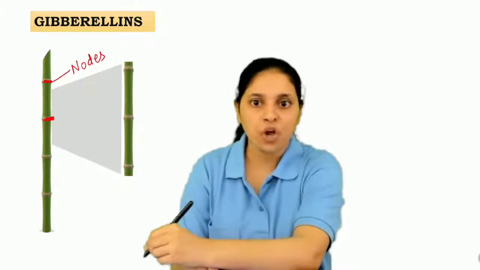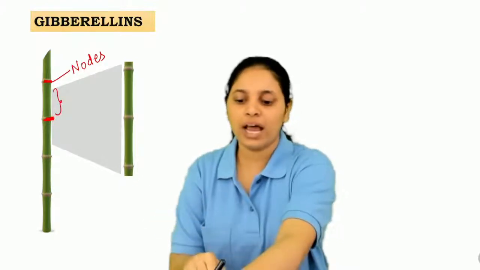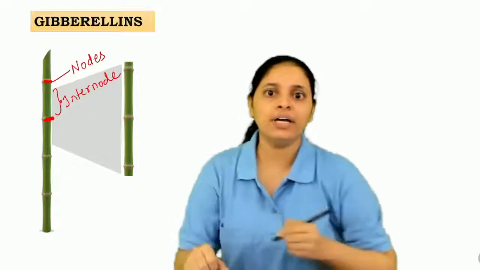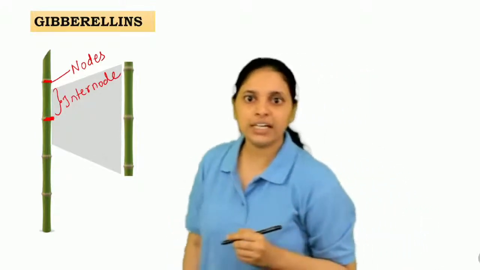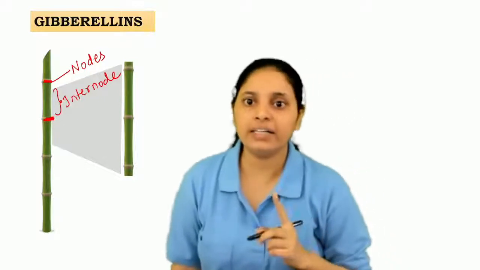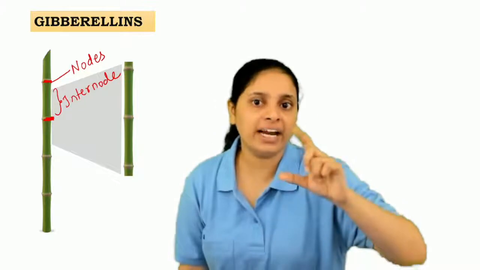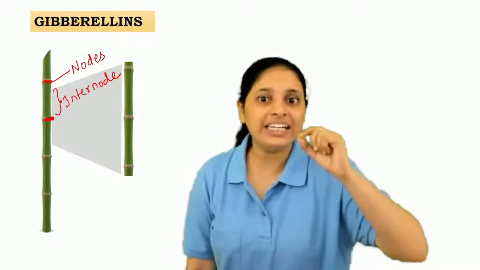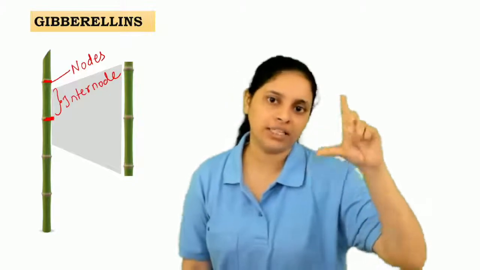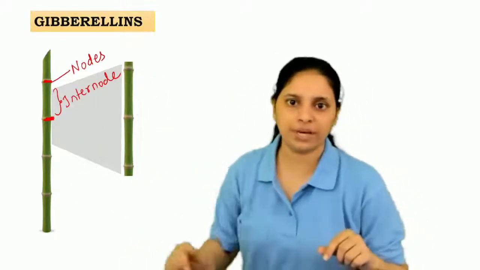And this region in the middle, this region, is known as the internode. Is it clear? The region between two nodes is called the internode. So when a stem elongates, that means the length of the internode will increase. Here you can see a part of this huge stem.